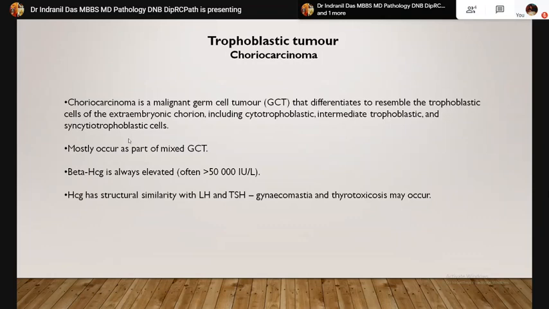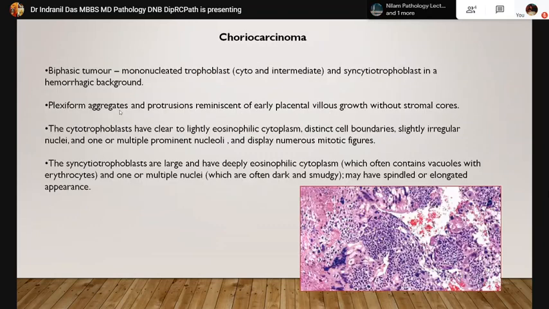The beta HCG is always elevated, and the beta HCG has a structural similarity with luteinizing hormone as well as TSH. So a patient of choriocarcinoma sometimes may present with gynecomastia or thyrotoxicosis. Now, morphologically, the choriocarcinoma is a biphasic tumor. It is composed of mononuclear trophoblast, maybe cyto or intermediate trophoblast, as well as multinucleated syncytial trophoblast. The background is hemorrhagic. Plexiform aggregate or protrusions reminiscent of early placental villus growth without stromal cores may be seen.